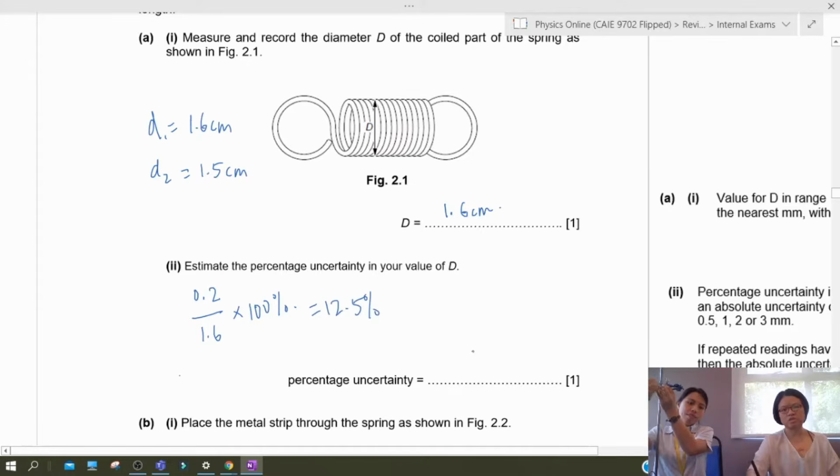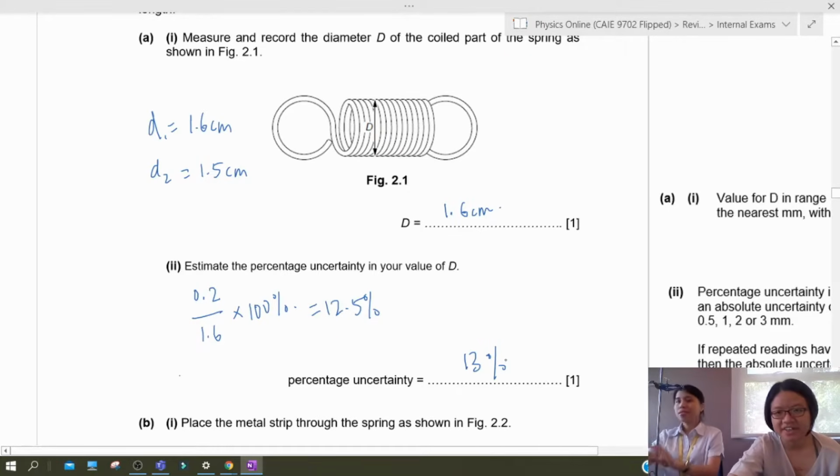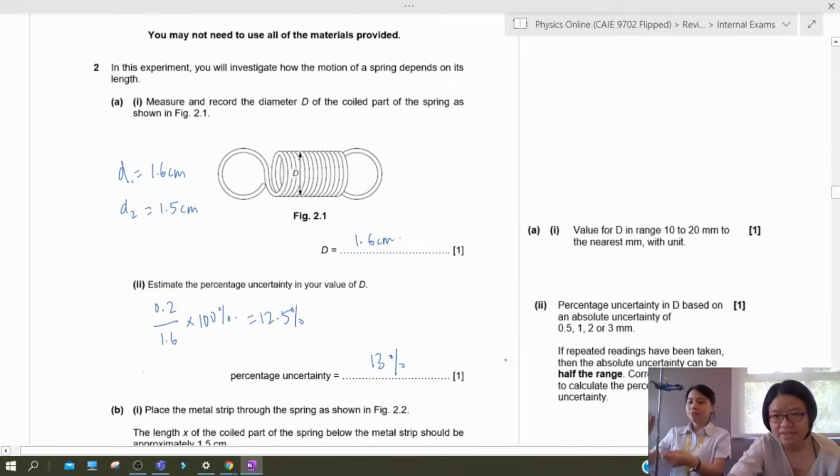Normally, percentage uncertainty, we will write in 2SF. If I write 3SF, will they minus? Or it doesn't matter? They didn't specify, but okay. I don't like to take risk.